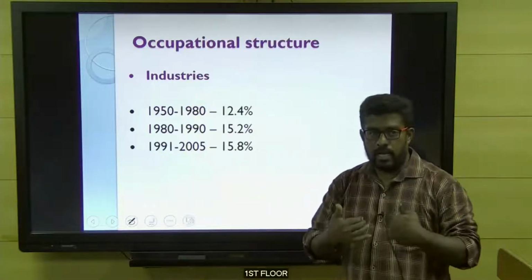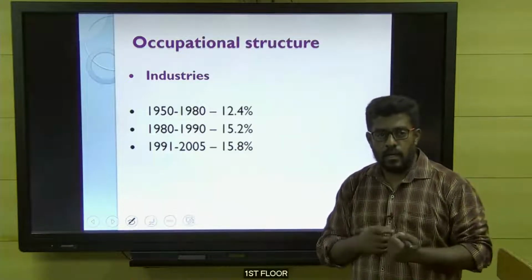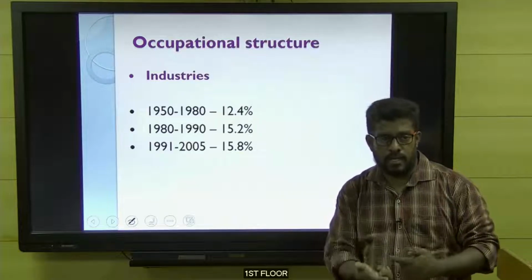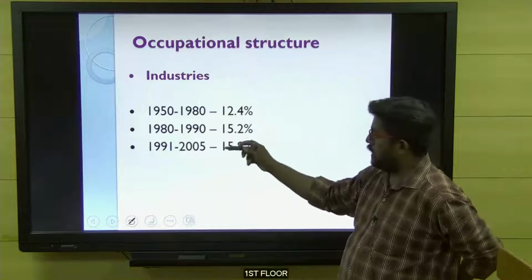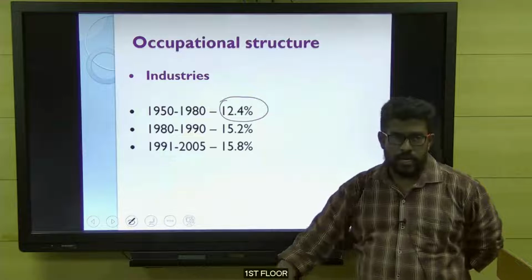Before getting into the answer, you write the data, because you should have an understanding of the data. Why are we using the word stagnation? From 1950 to 1980, our growth was only 12.4%.